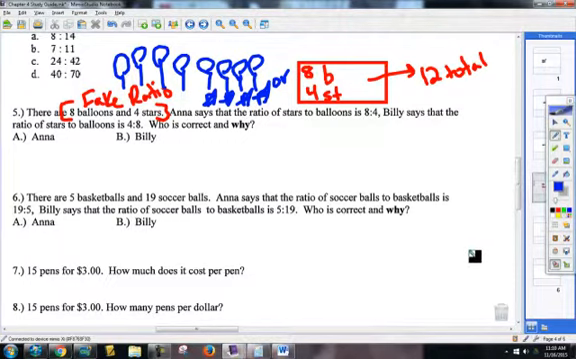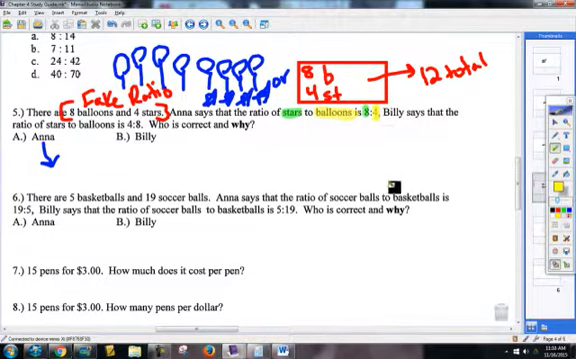So let's read what Anna says. So Anna, she says the ratio, I'm going to do this in highlighter so you can see it, of stars to balloons. So she gave it to us in that order, right? So that means which number goes with stars? 8. Which number goes with balloons? 4. Good. 8 goes with, okay, what?